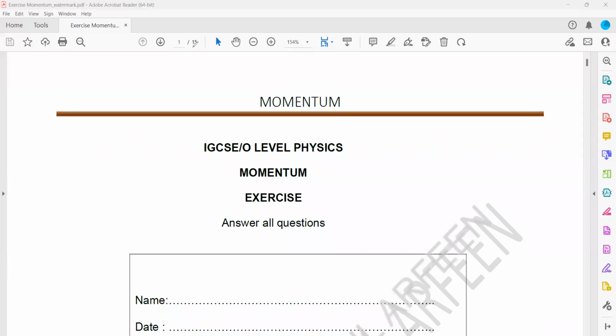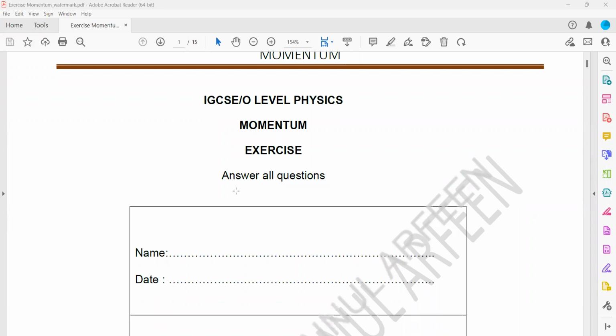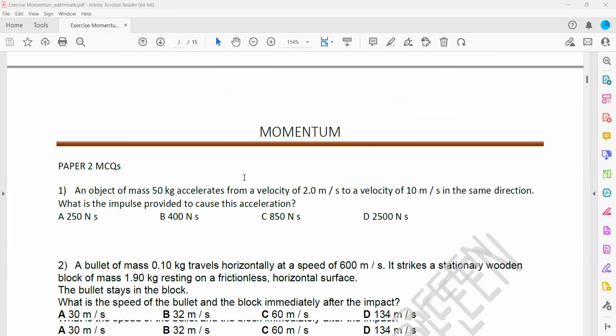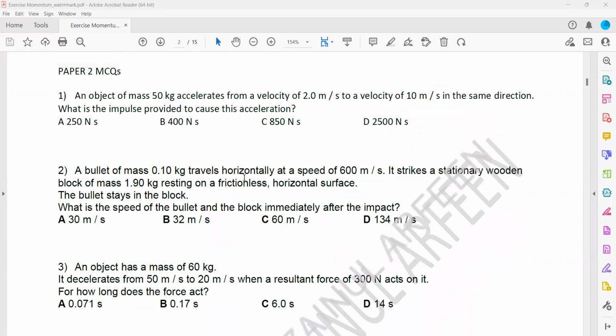So this exercise is related to the topic momentum. The first 4 questions are basically multiple choice questions, MCQs. You can also use the chat to state the answer. I will solve these questions for you, but you can use the chat to state the answer.